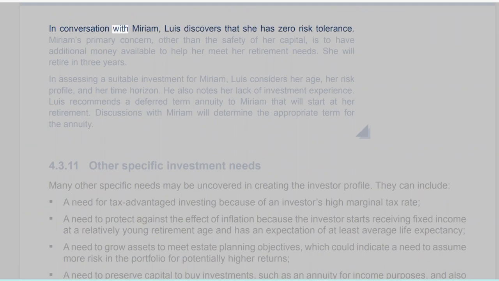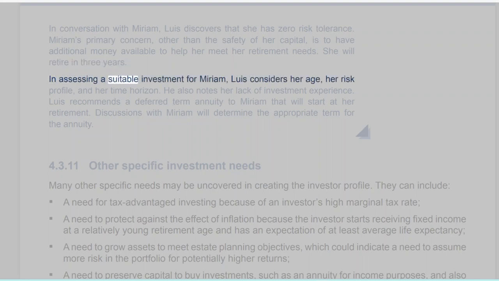In conversation with Miriam, Luis discovers that she has zero risk tolerance. Miriam's primary concern, other than the safety of her capital, is to have additional money available to help her meet her retirement needs. She will retire in 3 years.